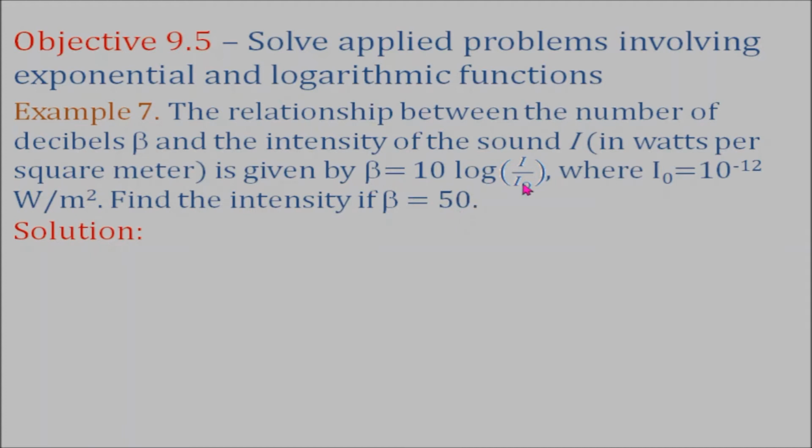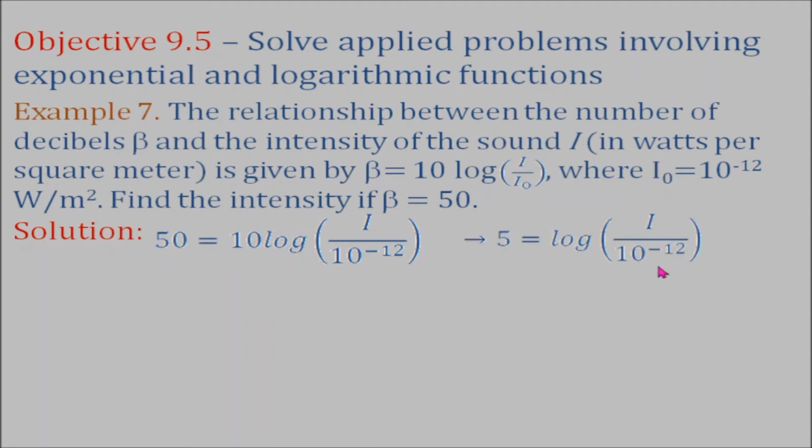So using this equation here, we are going to substitute B with 50 and I sub 0 with 10 to the power of negative 12. So this is what we get. 50 equals 10 log of I over 10 to the power of negative 12. First, we can get rid of this 10 here by dividing both sides by 10. So this is what we get. And by quotient rule, we can expand this part here. So it becomes 5 equals log I minus log 10 to the power of negative 12.